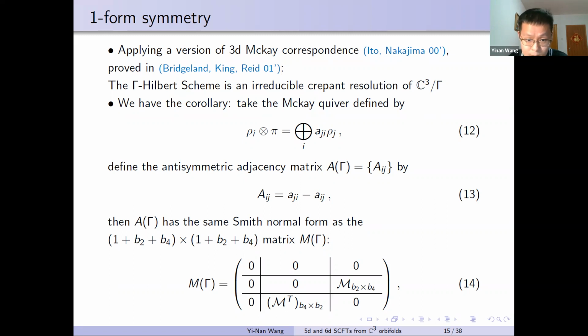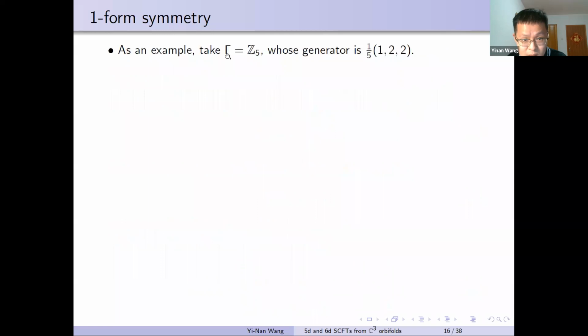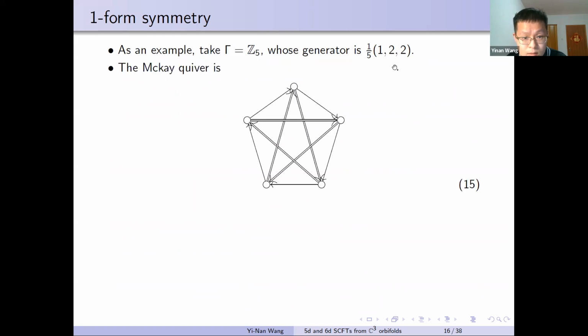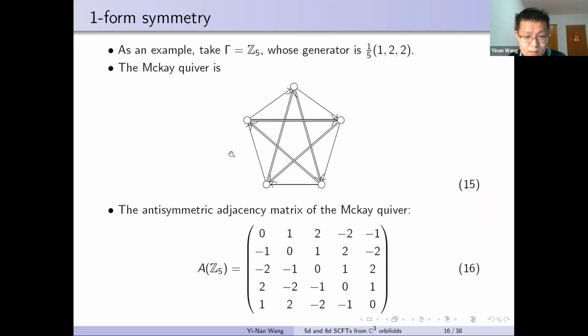Okay. So this is a bit abstract, so I'll show an example, which is a pretty simple abelian case, gamma equals Z5, whose generator is given in this form using the previous notation. Here the Mckay quiver is like a pentagon, like this. This is a pretty nice picture. And from this Mckay quiver, we compute the anti-symmetrized adjacency matrix big Aij, which takes the following form. So this is an anti-symmetric 5 by 5 matrix.